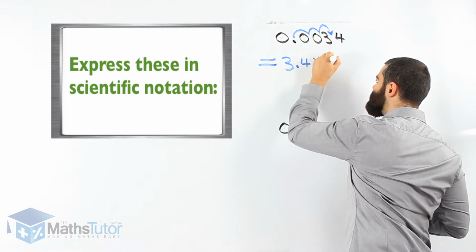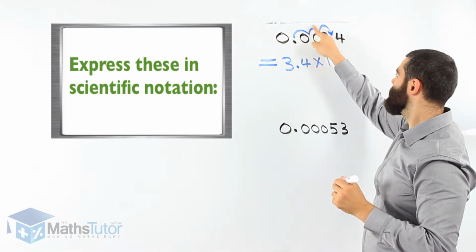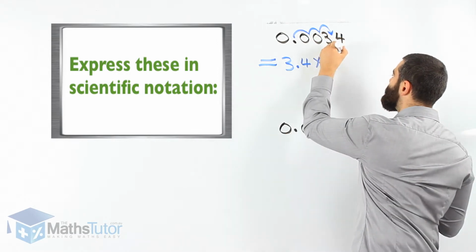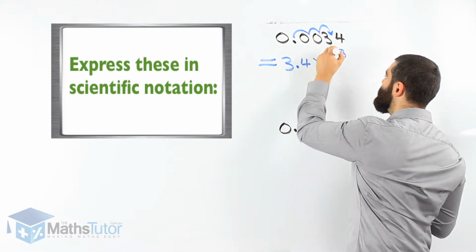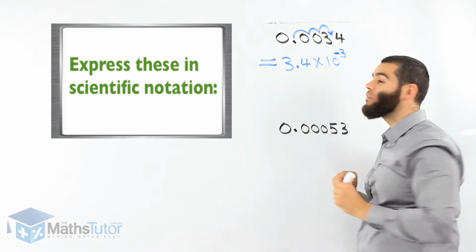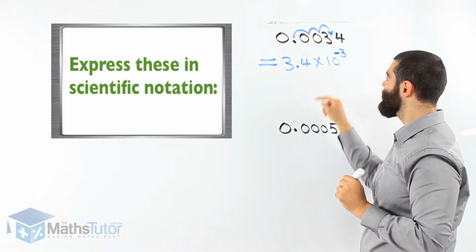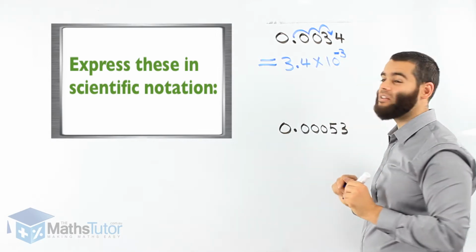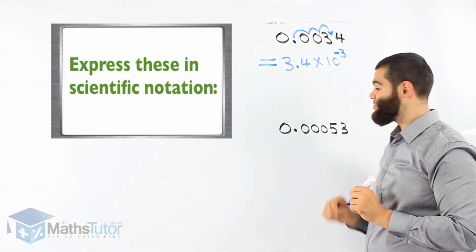Times 10 to the power of how many jumps? 1, 2, 3 jumps. But this time, because we jump to the right, we must put a negative. We must put a negative. Very important that you don't forget that. 3.4 times 10 to the negative 3. This one is very similar.